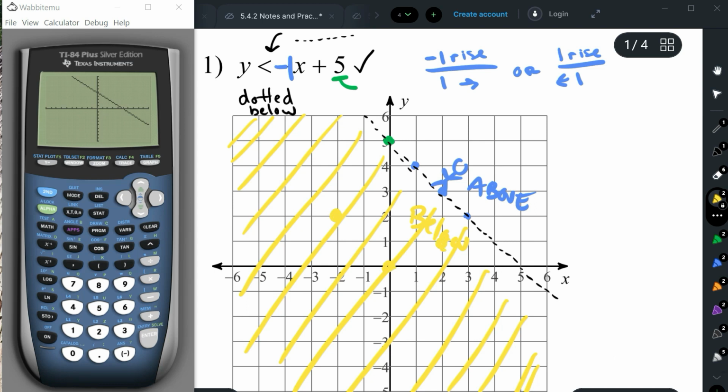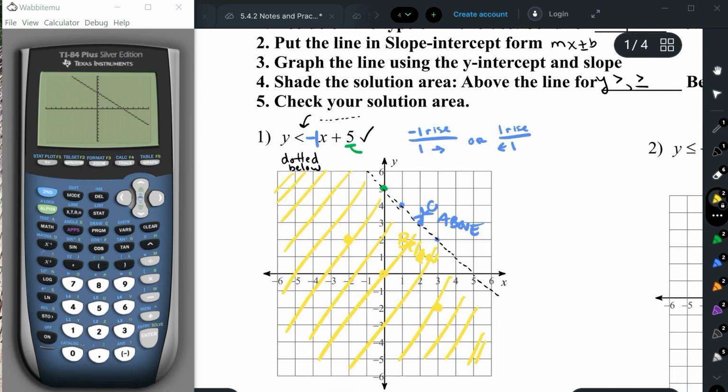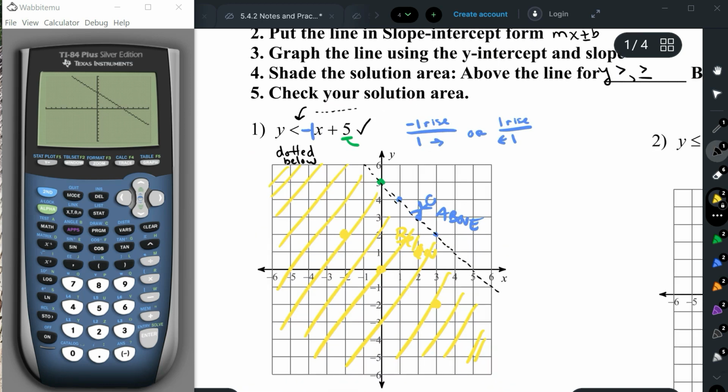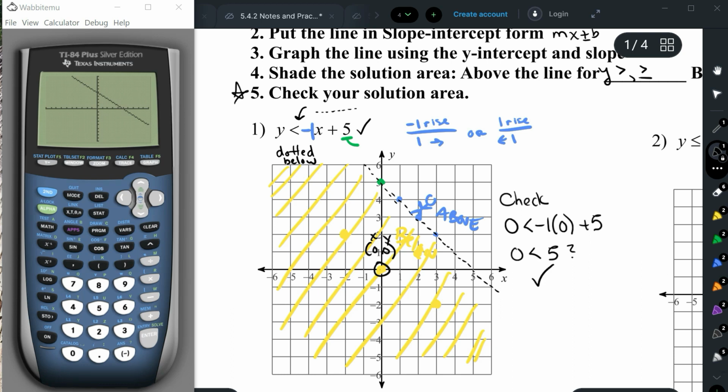Okay, so what I like to recommend is the last step: check your solution area. Don't skip that step. You always want to check. So pick any coordinate point like 0, 0 and check that it works by putting it back into the original equation. So we have x and y, which means y is 0. Is that less than -1 times x plus 5? Well, 0 less than 5. Is that true? Yes, which means we shaded in the right spot.